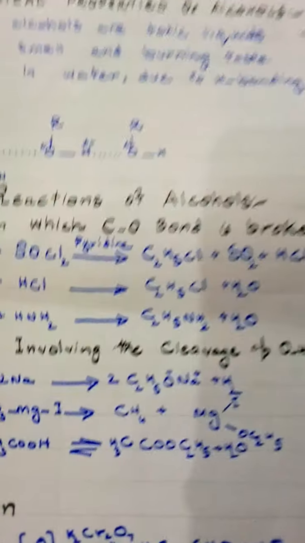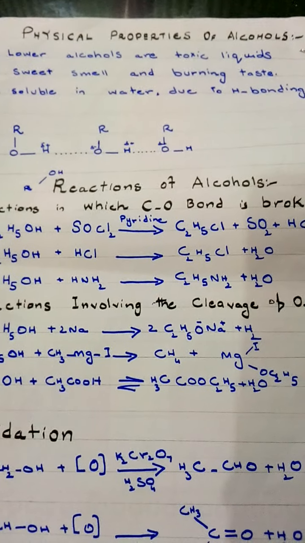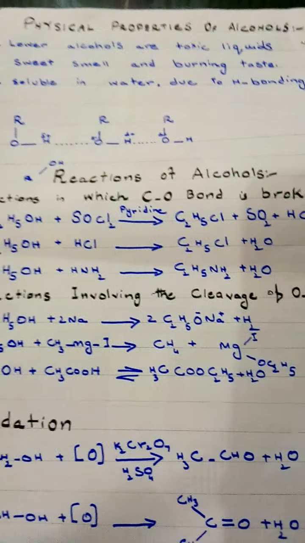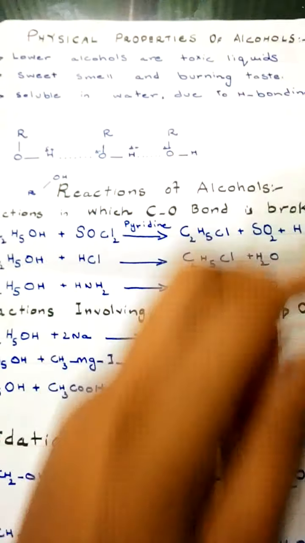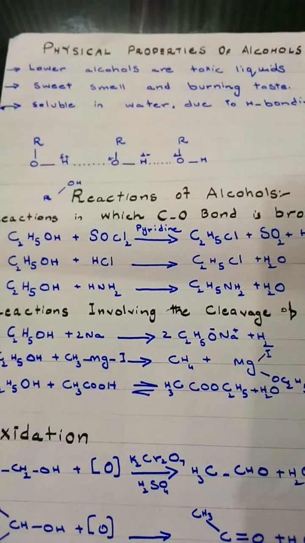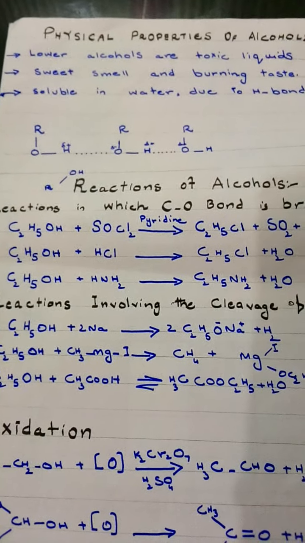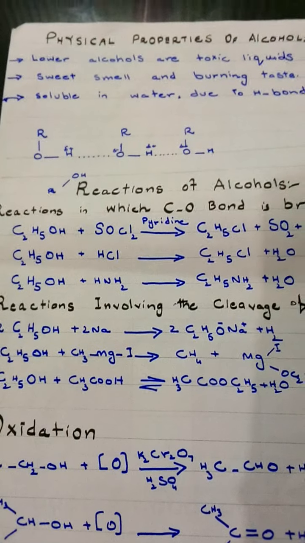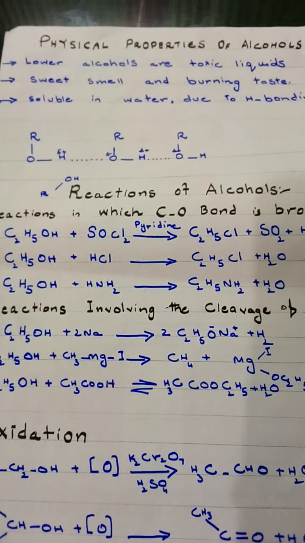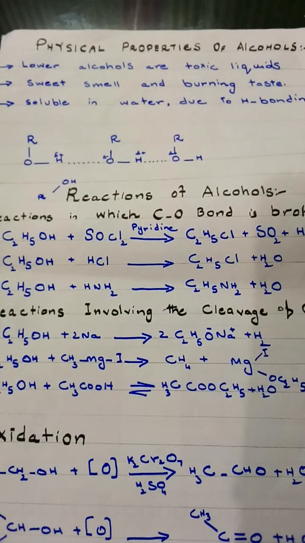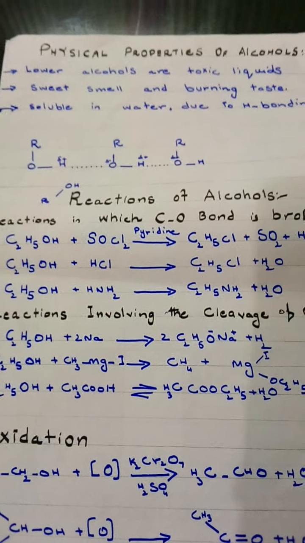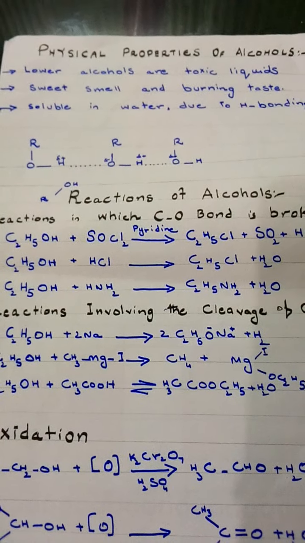Okay, now we will start the topic. The topic is physical properties of alcohols. Lower alcohols are colorless, toxic liquids with characteristic sweet smell and burning taste. They are readily soluble in water, but solubility decreases in higher alcohols. The solubility of alcohols is due to the hydrogen bonding, which is prominent in lower alcohols but vanishes in higher alcohols.